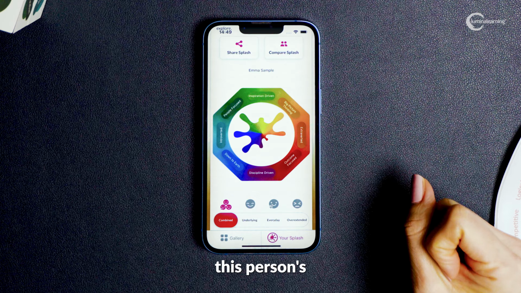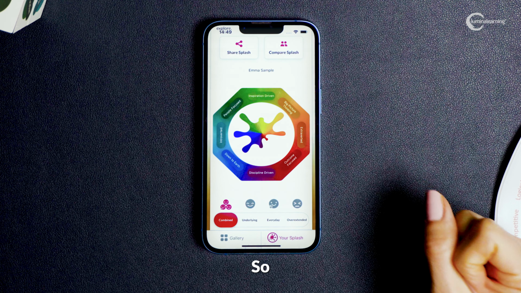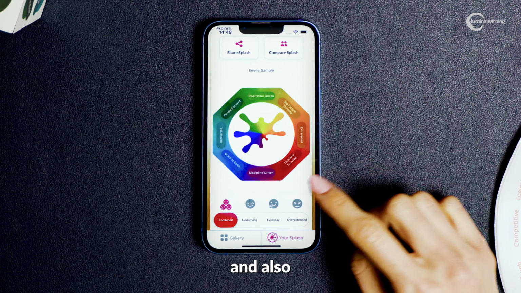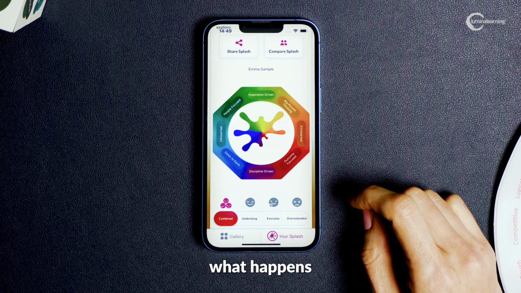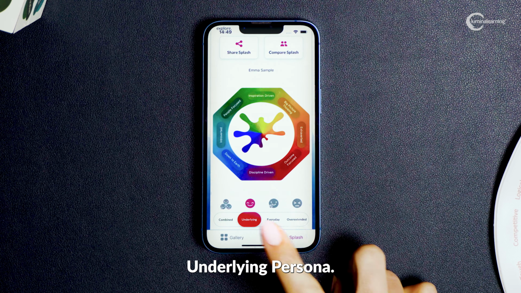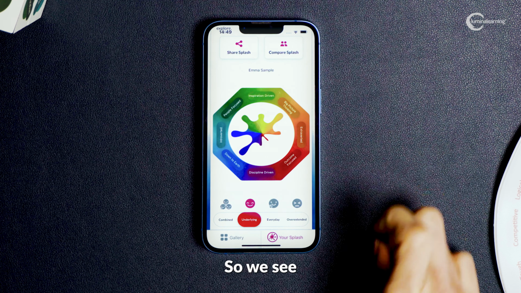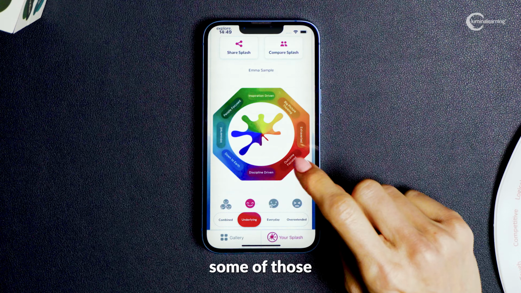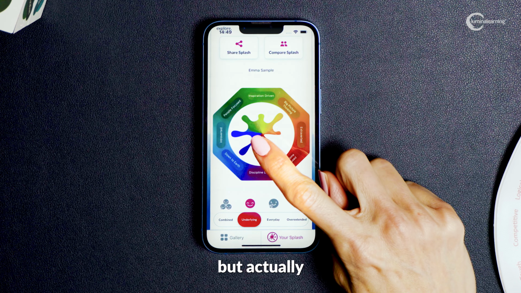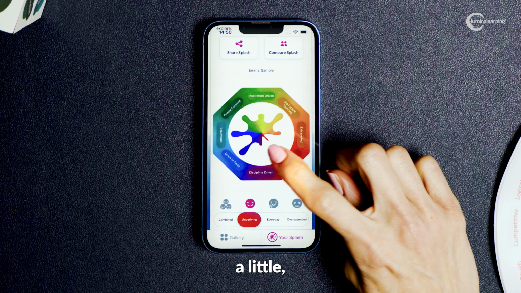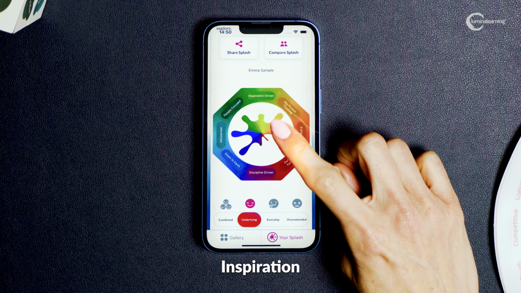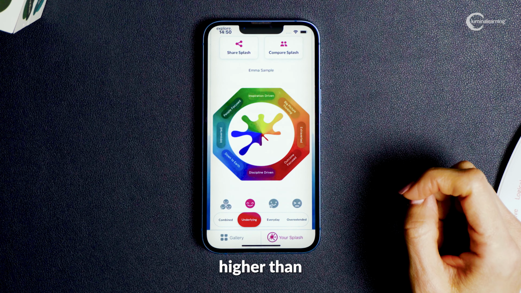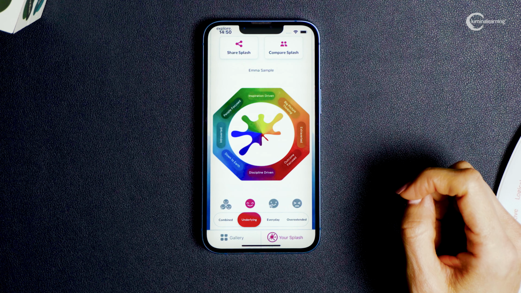So let's explore this person's 3 personas. So we saw that in the combined, they had some paradoxes and also some lower aspects. Let's see what happens when we hone in on the underlying persona. So we see a little bit of difference here. It's interesting to note that they've maintained some of those same paradoxes, but actually people focus has gone down a little, and it seems like their inspiration driven in that natural underlying persona is a little bit higher than what we saw in the combined.